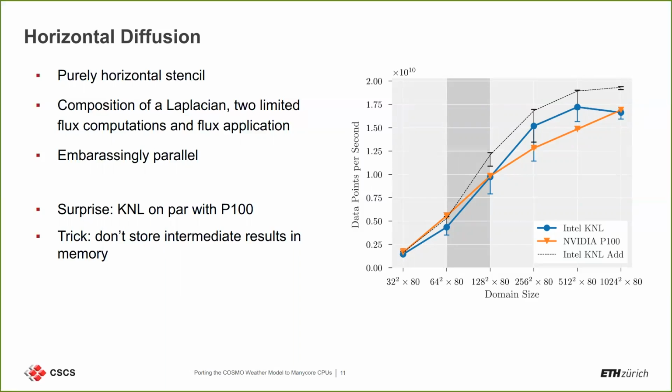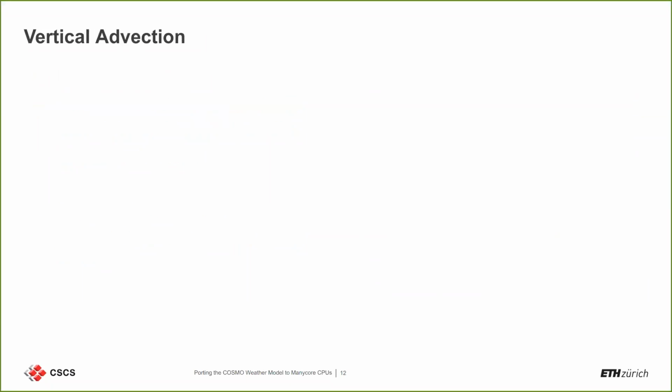And the most important trick we had to apply, so the naive version was pretty bad, but the most important thing was just to not store any intermediate result in memory and compute redundantly everything on the fly that's needed for the final output of the stencils, to not put any pressure on the KNL's caching or cache coherence system and memory system.